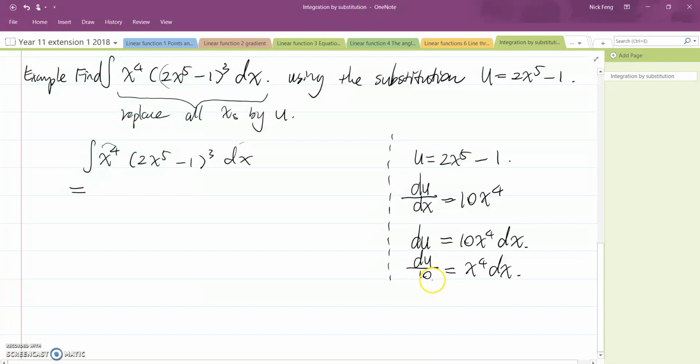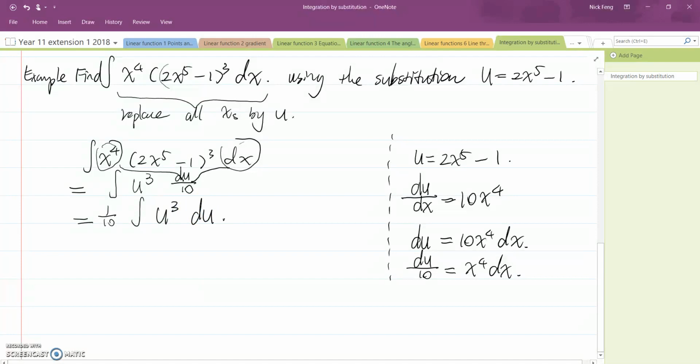Remember, over 10 is just a constant. We can take it out anytime. And 2x^5 minus 1, that is your u. Therefore, that becomes u to the power of 3 multiplied by du over 10. And this du over 10 is from these two combined together by this substitution. All right? And then now you can just take the constant 1 on 10 out, getting u^3 du.